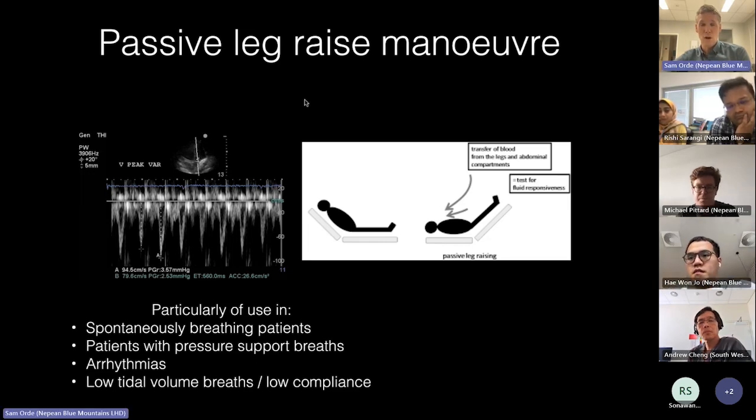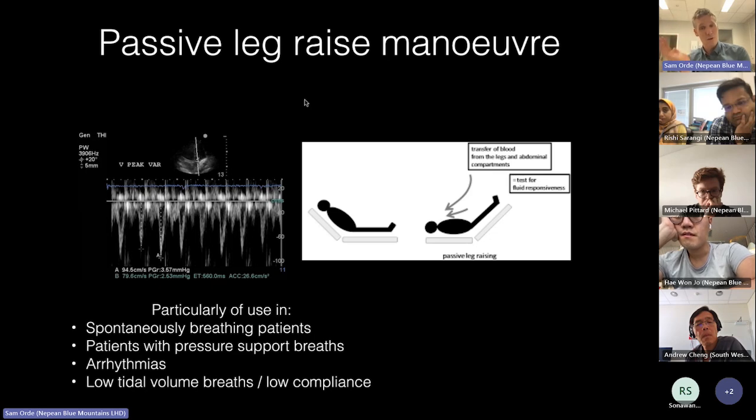It's a little more versatile than looking at those parameters just with the respiratory cycle. There's evidence to show that it can be used in patients who are spontaneously breathing to predict fluid responsiveness. It can be used in patients who are having pressure support breaths, but you just have to make sure that you're comparing like with like when you're doing each maneuver, when you're head up and when you're head flat. You can do it with arrhythmias, again, just trying to choose the same RR cycle length. And you can do it with patients with low tidal volumes and low compliance.